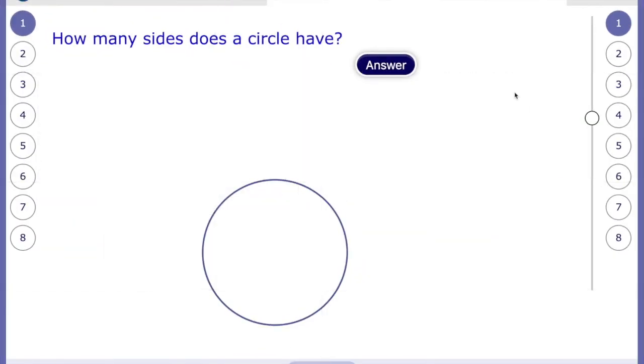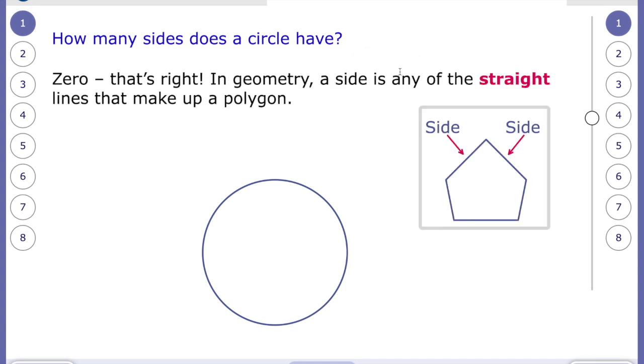What you know about a circle. So we're going to start here. How many sides does a circle have? Have a think. I suppose the obvious answer is 1, but actually when we tap answer it doesn't have any, because in geometry a side is any of the straight lines that make up a polygon.